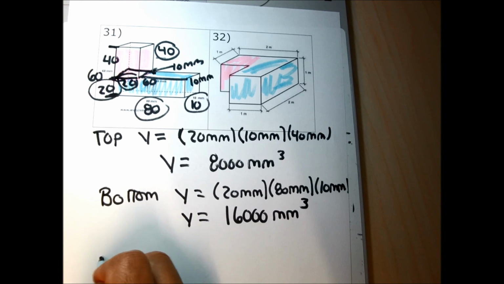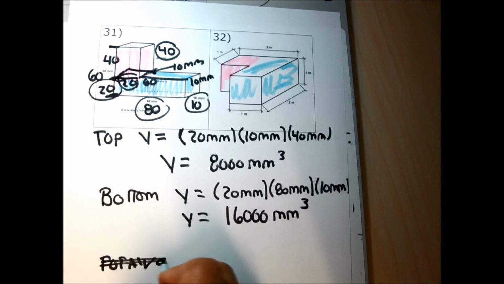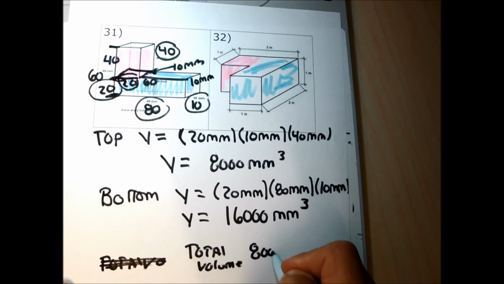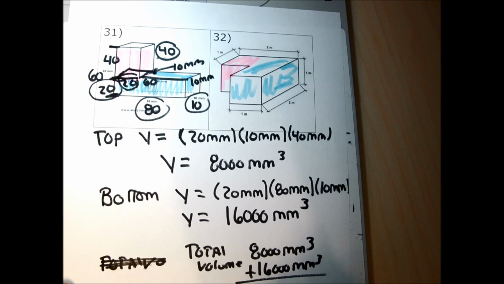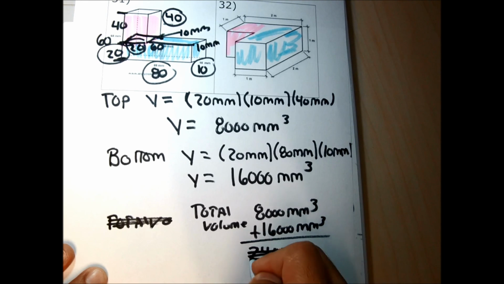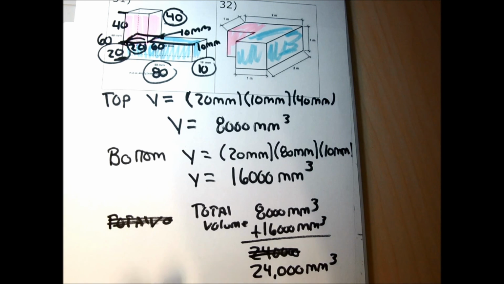So my total volume is going to be the 8,000 millimeters cubed plus the 16,000 millimeters cubed. And when you add those together, you get 24,000. Can't see it. And then I have an extra 0. Obviously I'm ready to be done. So you get 24,000 millimeters cubed for the total volume. That would be the answer to 31.